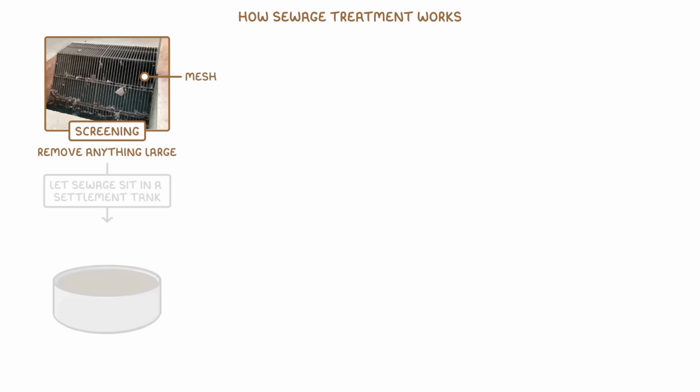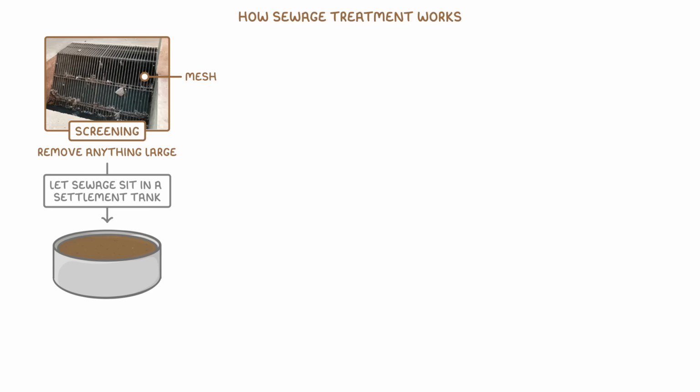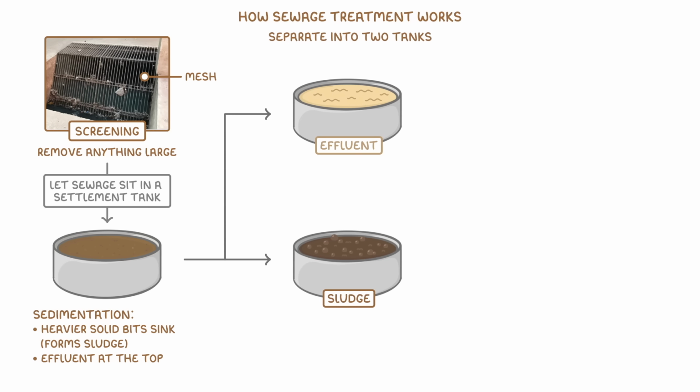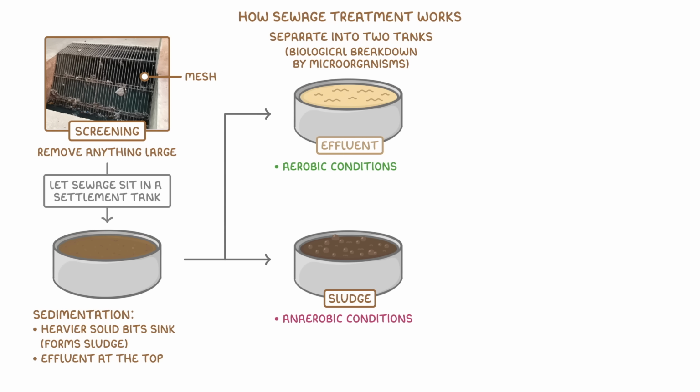The second step is to let the sewage sit in a settlement tank for a while so that it can undergo sedimentation. This is where the heavier solid bits in the mixture sink to the bottom to form sludge, and we're left with the lighter part called the effluent at the top, which we can then separate into two separate tanks. The final stage is to break down all of the organic matter, and for that we rely on biological breakdown by microorganisms. The key difference between the two tanks though is that the effluent is under aerobic conditions, while the sludge is under anaerobic conditions.